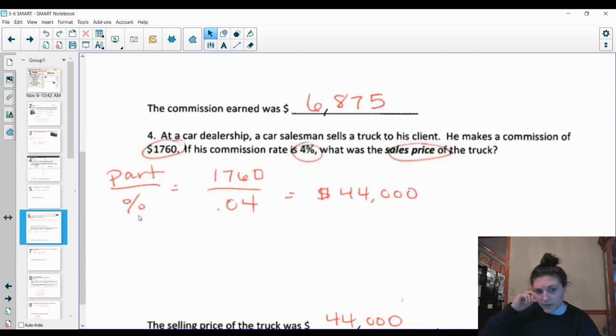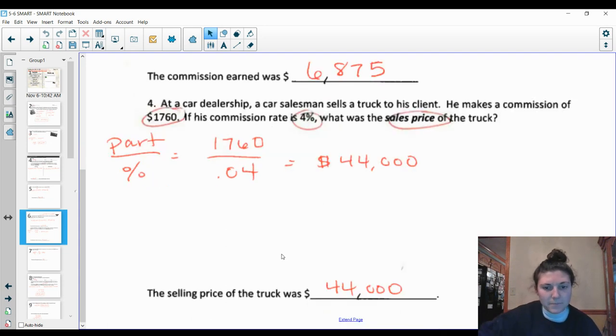Number 4, you're dividing part by the percent because you're given the commission and they want the sales price. So remember, when we want the sales price, we have to divide. So we take 1,760 and divide it by 4% as a decimal. So we have 400, so we get $44,000. All right.